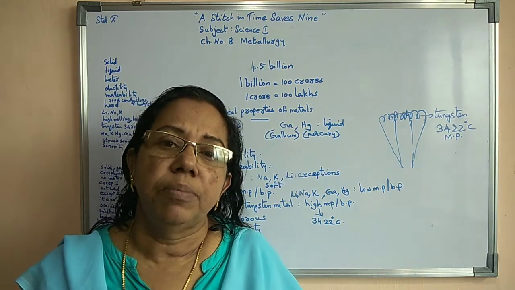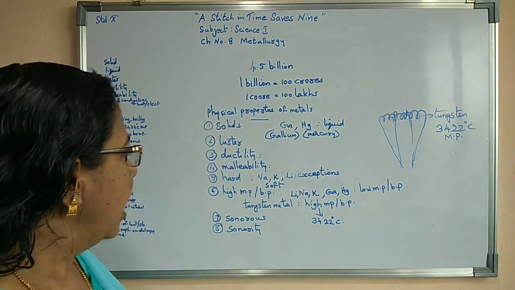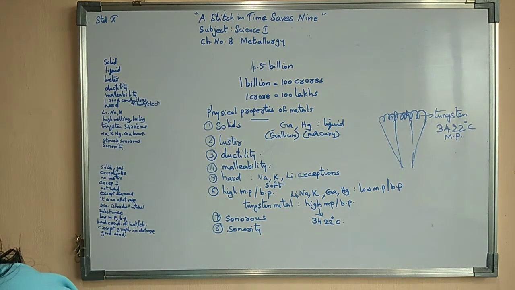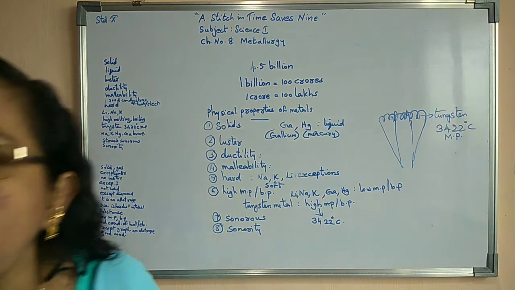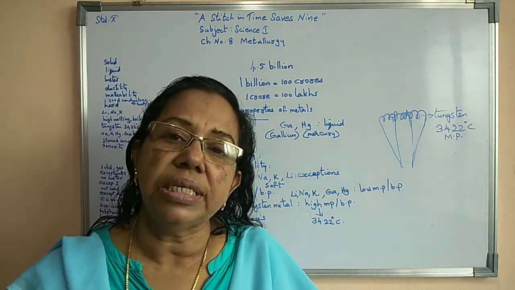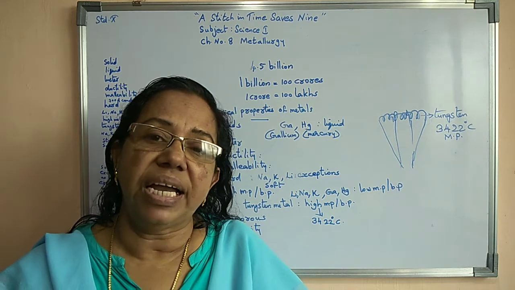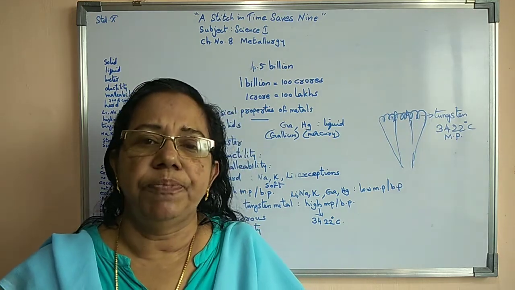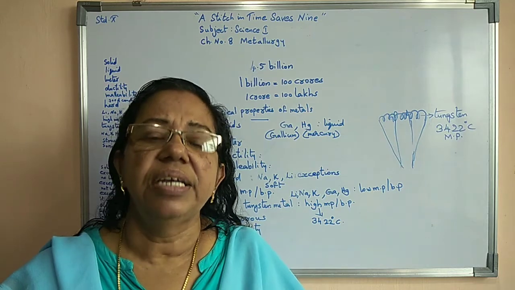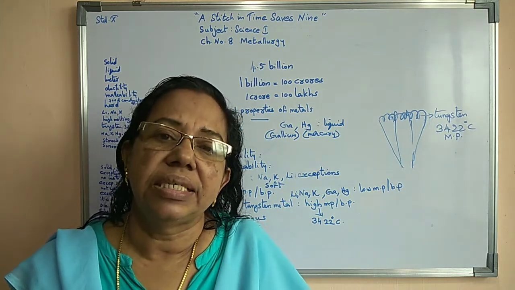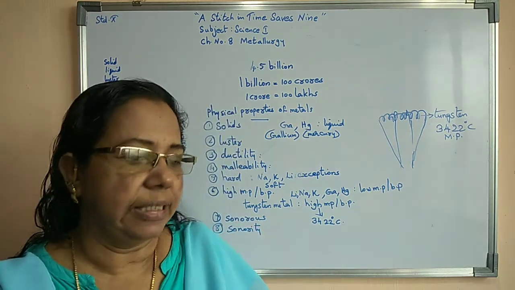After that we are studying that metals have the property of sonority. Sonority means when they are struck, they produce sound. The metals which have the capacity to produce sound when hit on each other or struck somewhere, we can call sonorous metals.